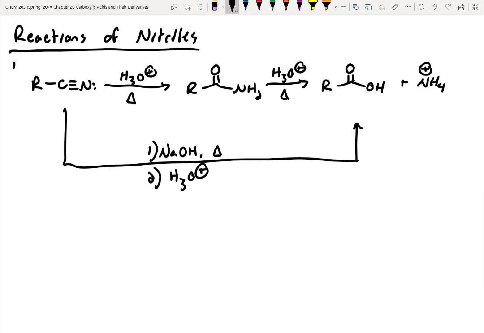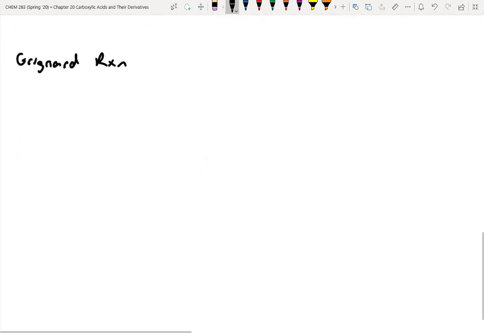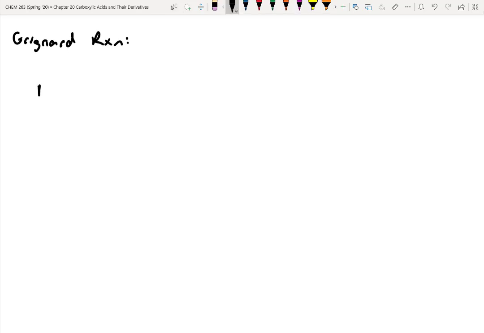All right, the next one I wanted to show you is with Grignard reagents. So let's make a note here that this is hydrolysis. And then the next one is going to be with a Grignard reagent. All right, and this one's a little bit different. We're normally not used to seeing Grignard reagents reacting with nitriles, but in fact they do, and we'll see why.